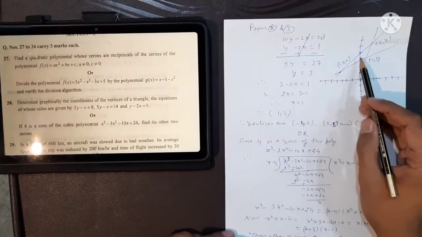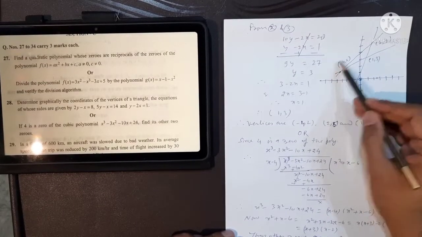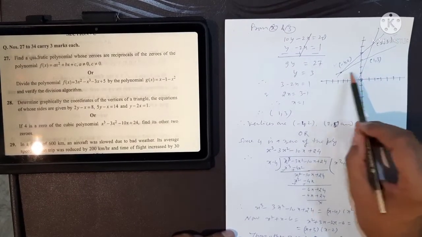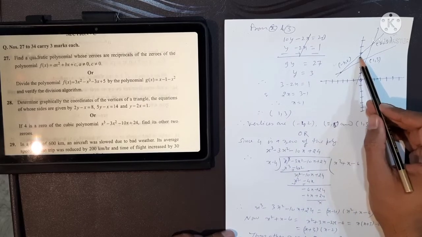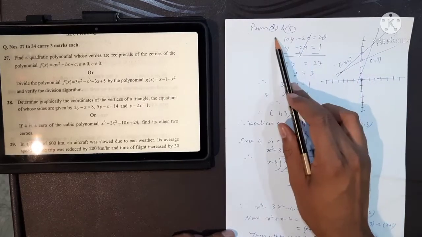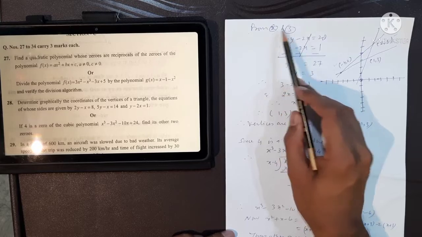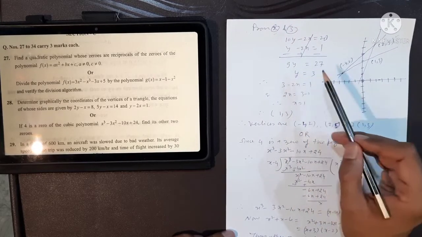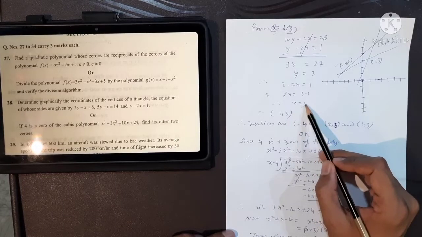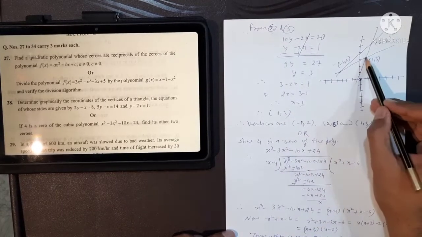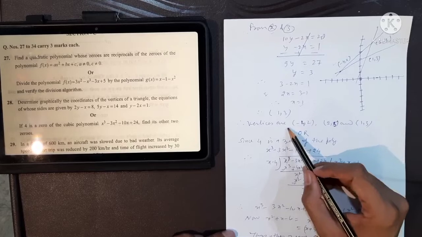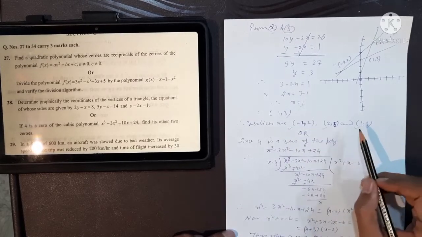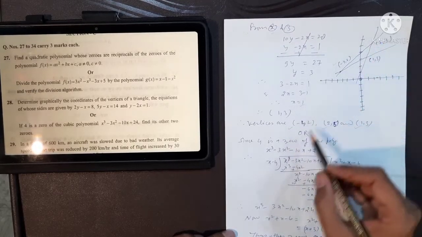So for graphical representation we had already found these points, and we have to plot these on the graph, and by solving equation number 2 and 3 we get y is equal to 3 and x equal to 1. So 1 comma 3 is another point. So these vertices are found in the graph.